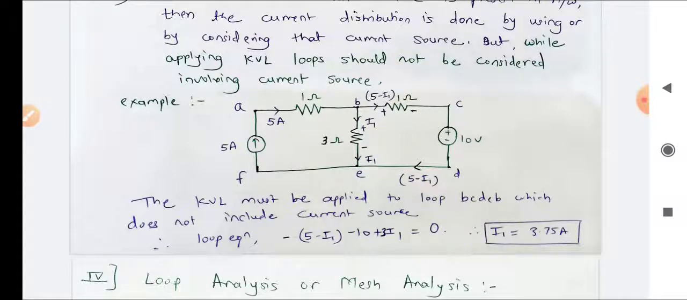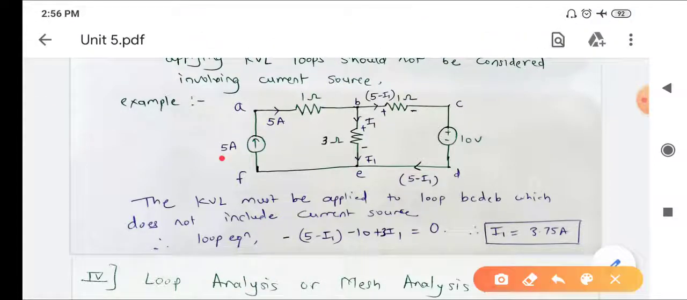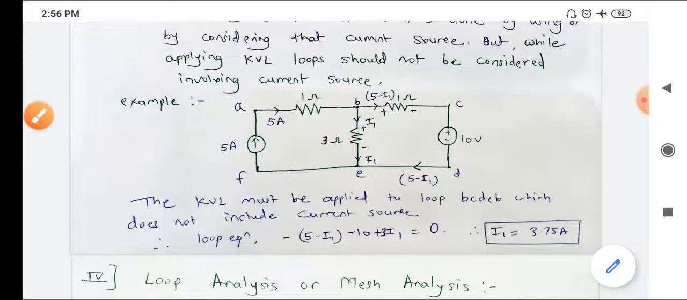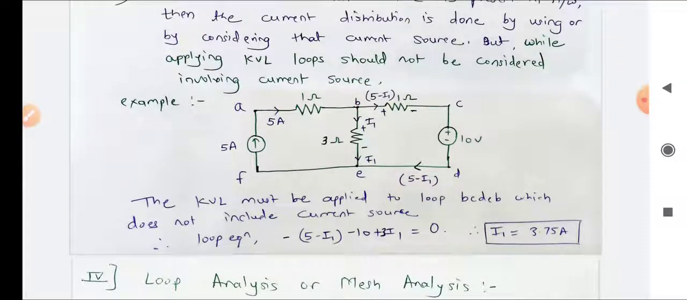Here in this example, the 5 ampere is the current source which is present in the network. This 5 ampere is flowing through the network. This is the total current. Now at node B, this current gets distributed into two parts. We are using this 5 ampere current source and applying KCL to find out the current flowing through each and every branch.